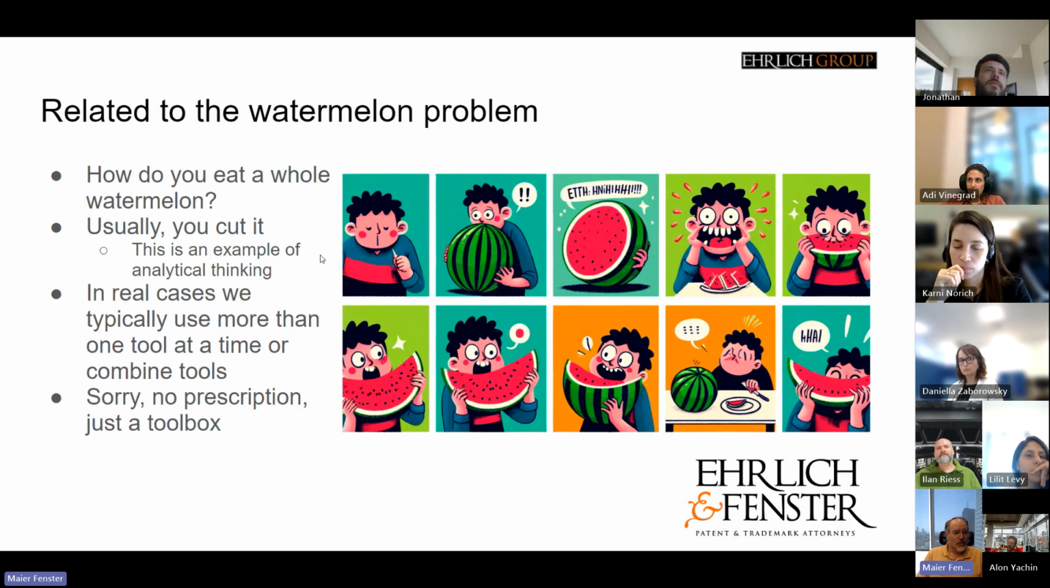I like calling this a watermelon problem. The question is, how do you eat a watermelon? It doesn't fit into your mouth. So one way is you cut it. Now, cutting a watermelon into pieces is an example of analytical thinking. And today we're going to have lots of tools, but unfortunately, I don't have any prescription for you, just a set of tools which can and should be used when relevant.